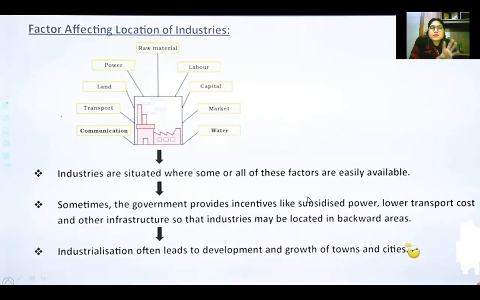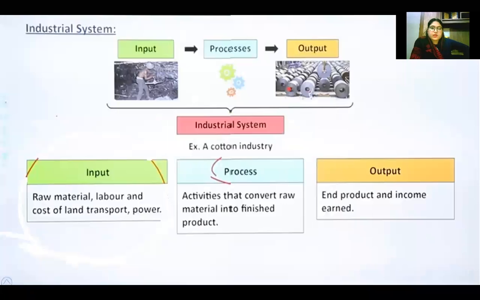Fine. So these are the factors which affect the location of industries, and sometimes the government also helps the industries to set up in backward areas to develop the country or for the growth of towns and cities. Clear? Now next is the industrial system.